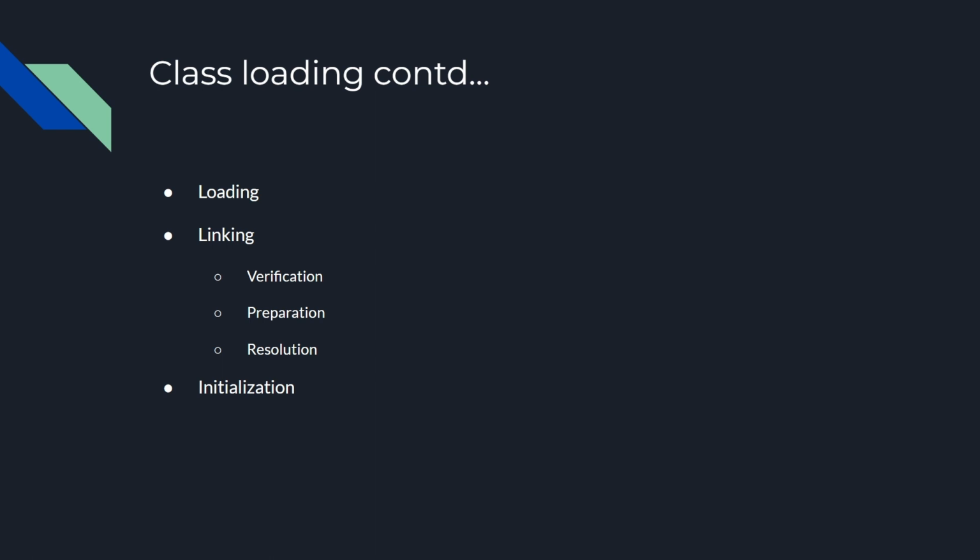So this is the same thing that we discussed: loading, linking. Linking has three steps: verification, preparation, and resolution. And the last step is initialization, which means we finally initialize the class and the JVM can now run it.